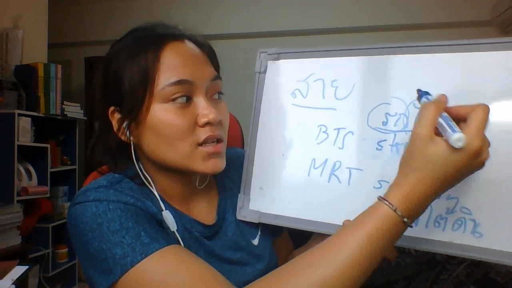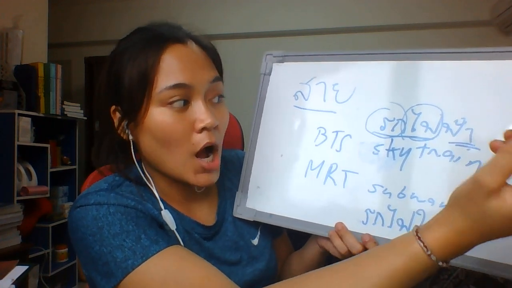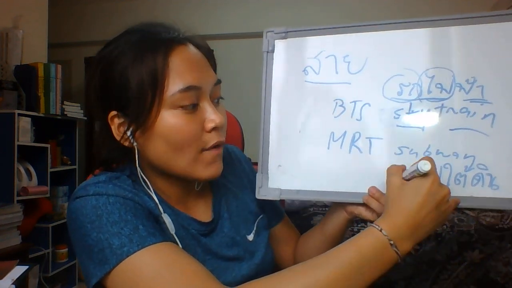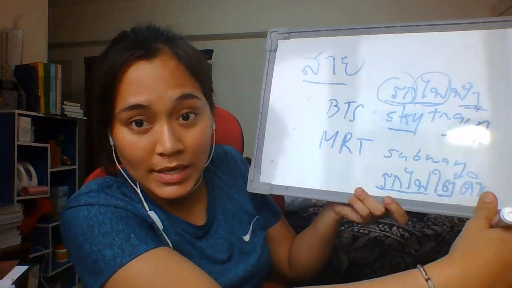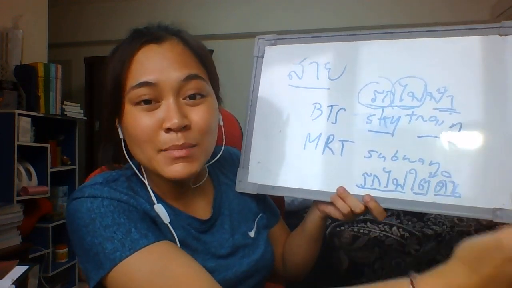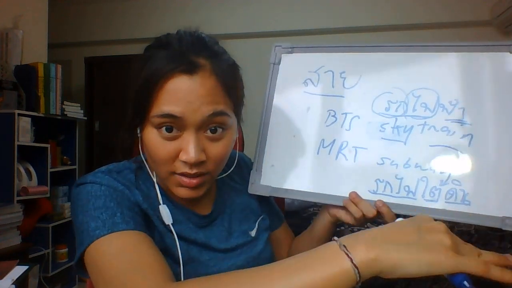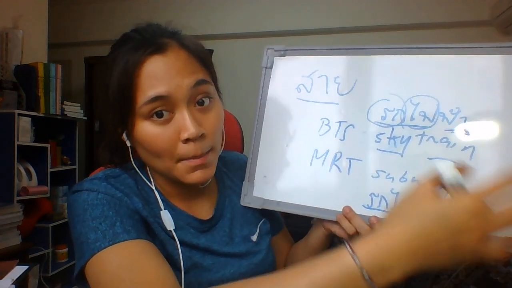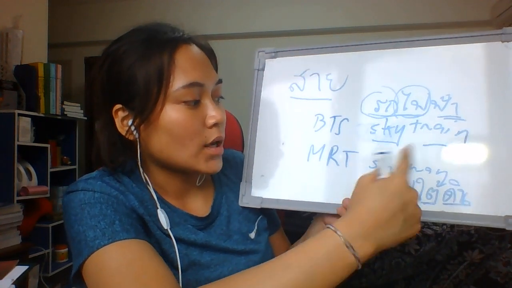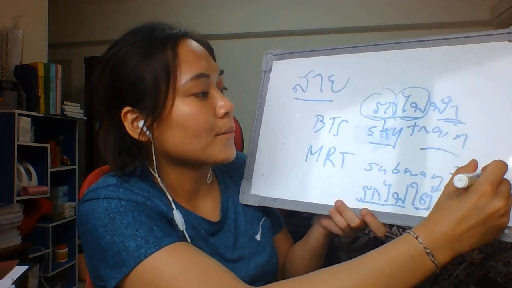So รถไฟ means a train, and ฟ้า means sky, so รถไฟฟ้า is the sky train. And รถไฟใต้ดิน: ใต้ means underneath, under, and ดิน means soil or land. So รถไฟใต้ดิน means underneath the ground, so it's subway, metro, tube, whatever you prefer to call it.